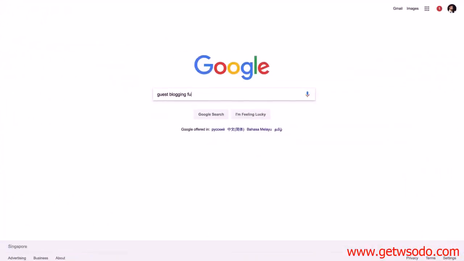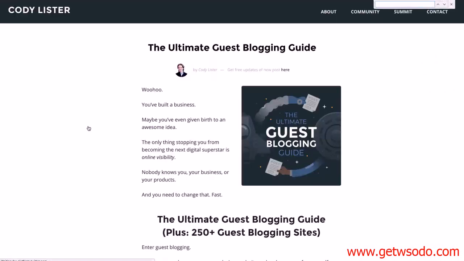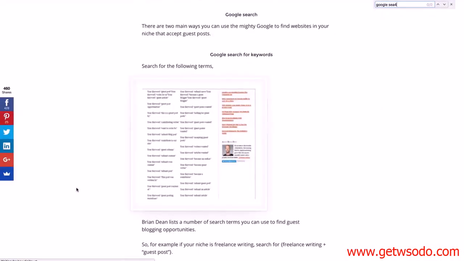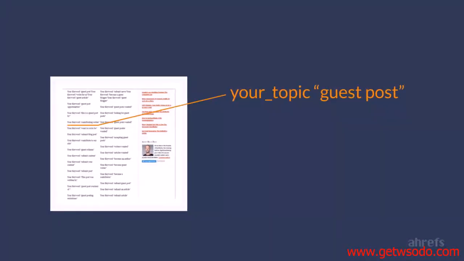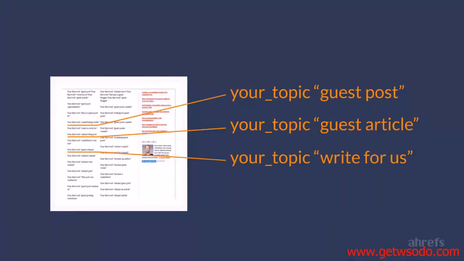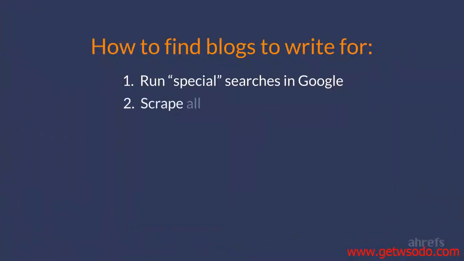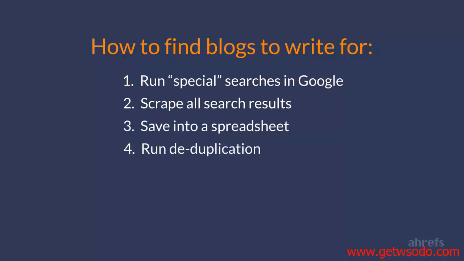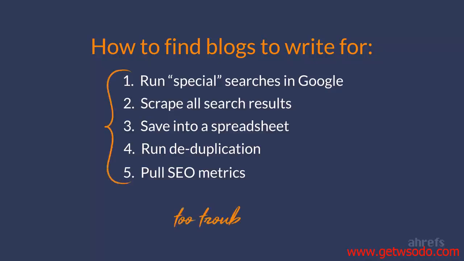Most guides to guest blogging will suggest you use advanced Google search operators for finding blogs to guest post for, like your topic guest post, your topic guest article, your topic write for us, your topic in URL submit, etc. And then you're supposed to somehow scrape Google search results for all these search queries, save them into a spreadsheet, run the deduplication, and maybe even pull some SEO metrics which would help you vet them. If you ask me, that is too troublesome. So here's how you get a huge list of guest blogging prospects in 5 minutes or less.